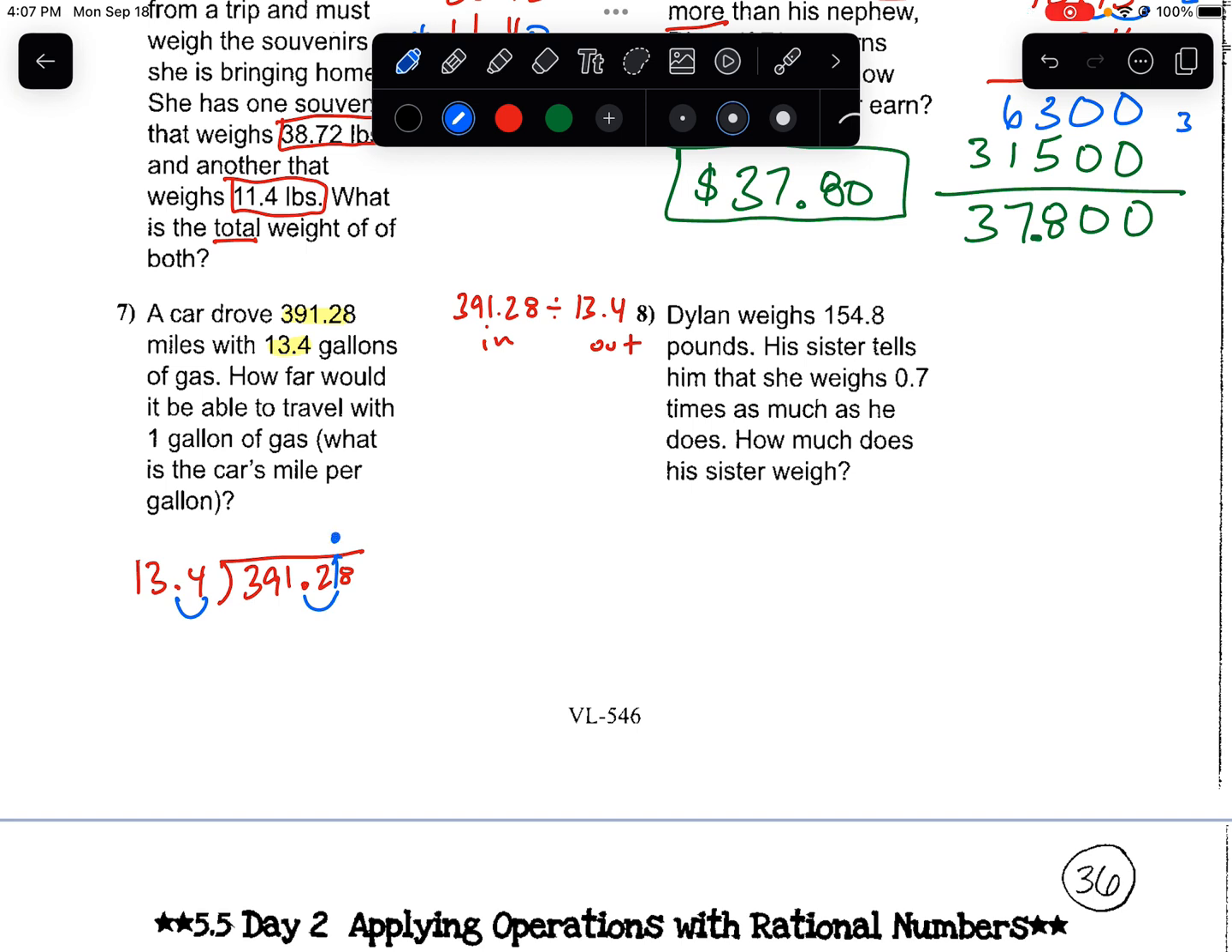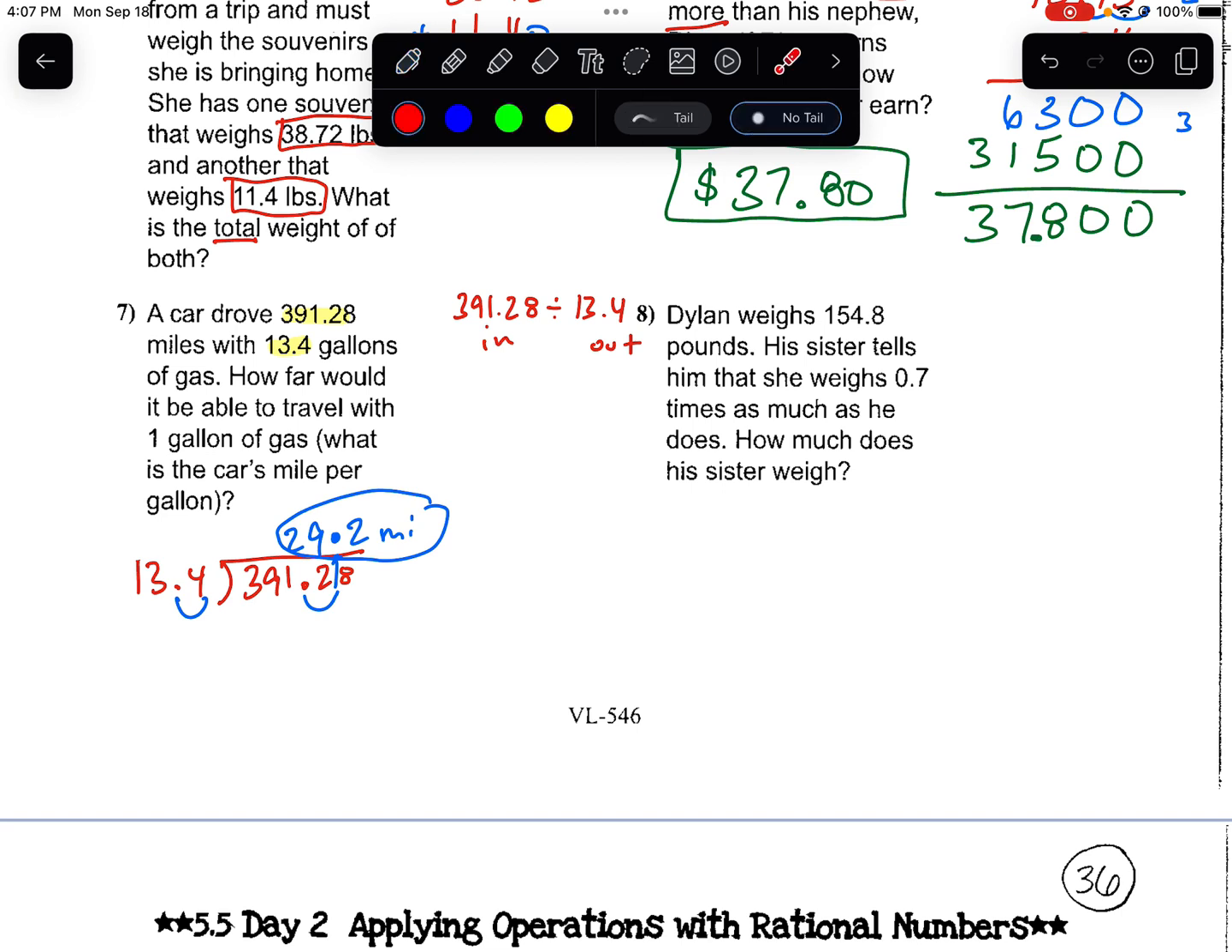How I'm doing division for this, this one's a complicated one, so I am going to cheat right here. And we're going to find out that our answer is 29.2. So it can go 29.2 miles in with 1 gallon.